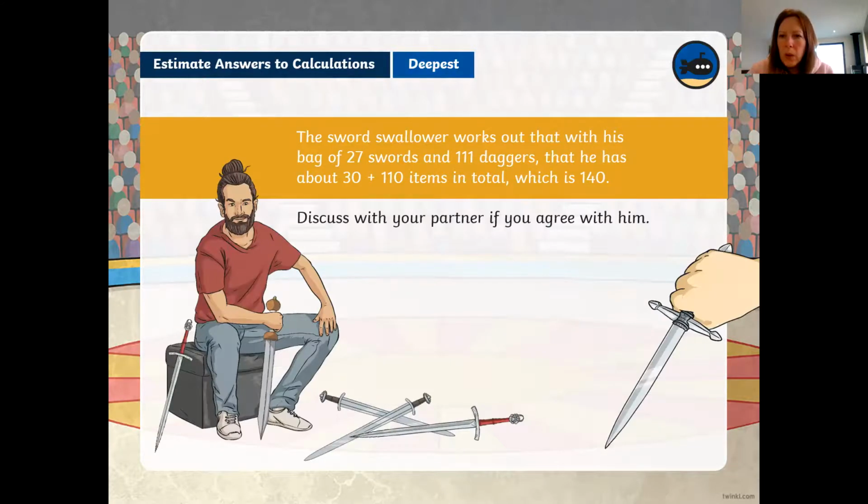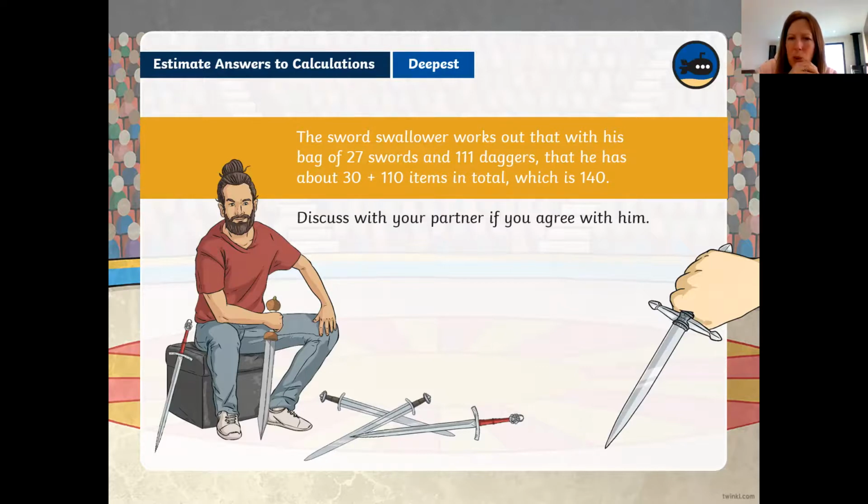The sword swallower, please don't try that at home, works out that with his bag of 27 swords and 111 daggers, he has about 30 and 110 items in total, which is 140. So he's estimating he's got about 140. It says discuss with your partner, that's me, if you agree with him. So do you agree with him? Is he saying the right thing?